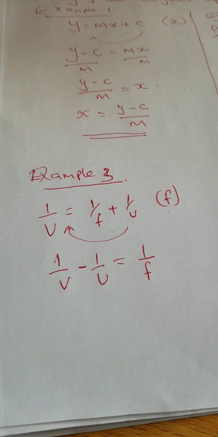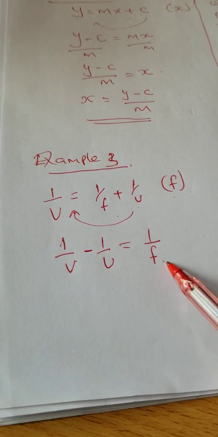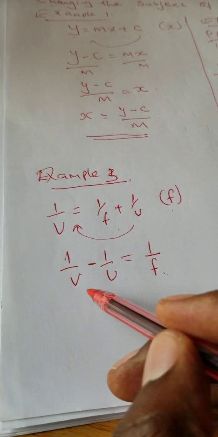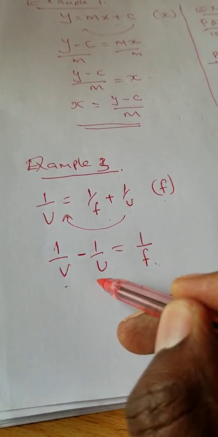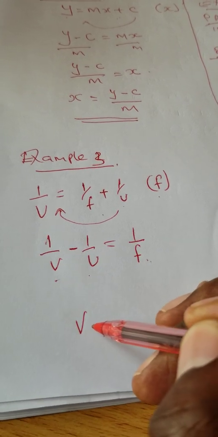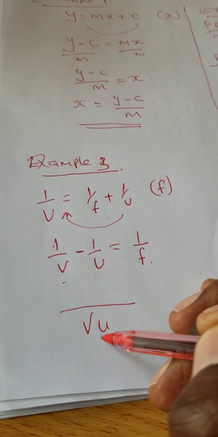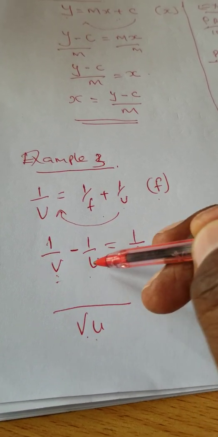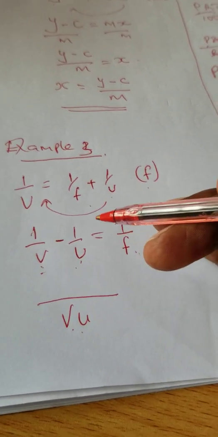Maybe some of you left it there, but you realize this is 1 over f and not f. So we need f, not 1 over f. We need a reciprocal, so we need to combine this. We get the LCM of v and u. It's going to be vu over vu. That's the way we work out a fraction.